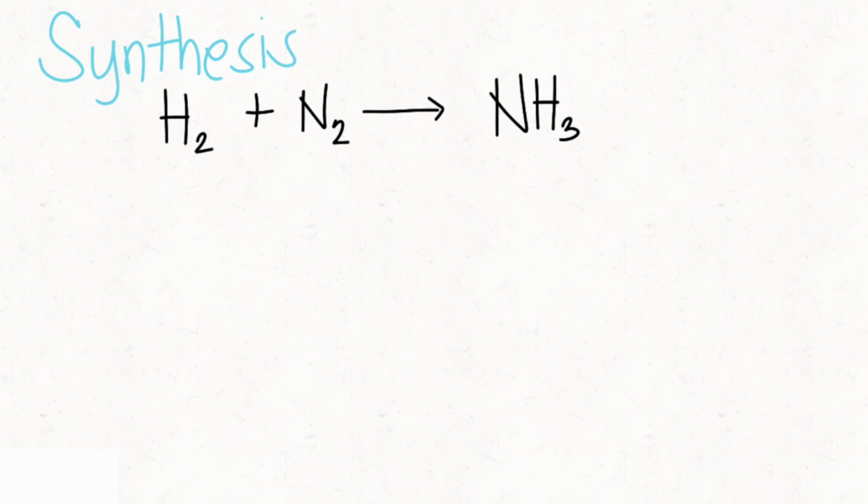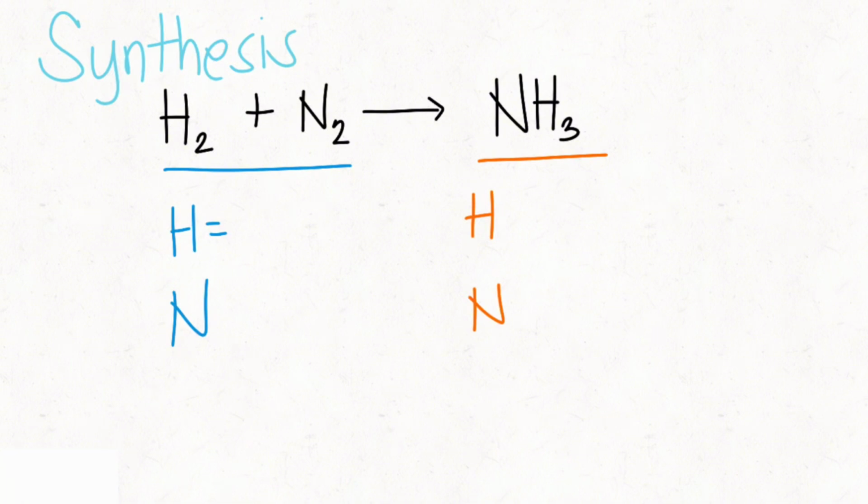In this example, in our reactant, we have hydrogen and nitrogen. And at the same time, in our product, we also have hydrogen and nitrogen. The next step is to count how many of these elements there are. In this example, in our reactant, we have 2 hydrogen and 2 nitrogen. On the other hand, in our product, we have 3 hydrogen and 1 nitrogen. So the question here is, is this balanced? The answer is no, because they don't have the same number of elements.